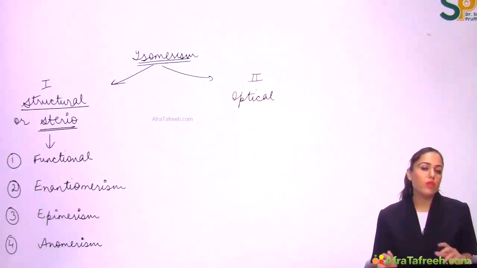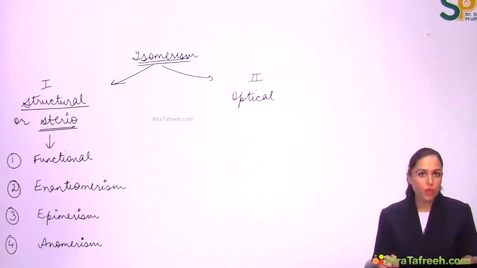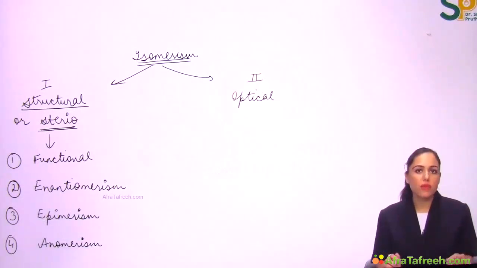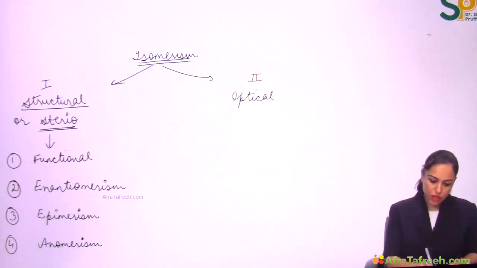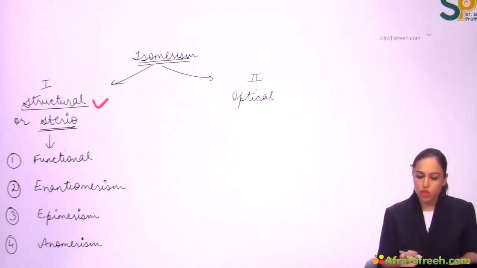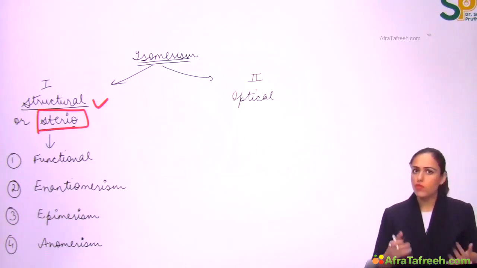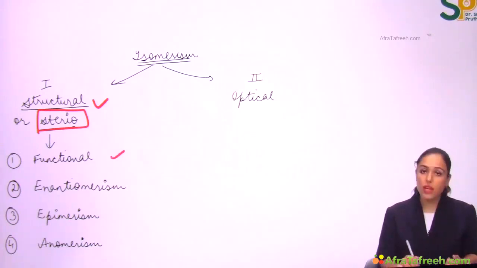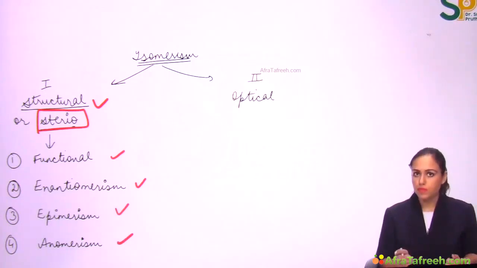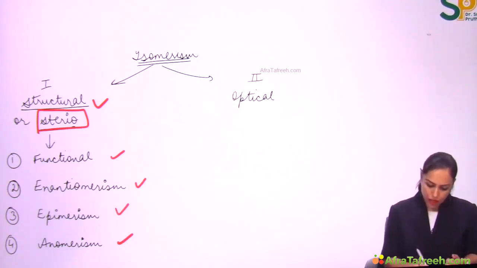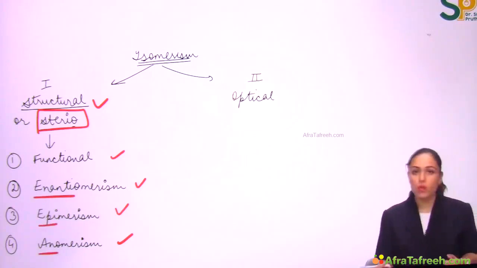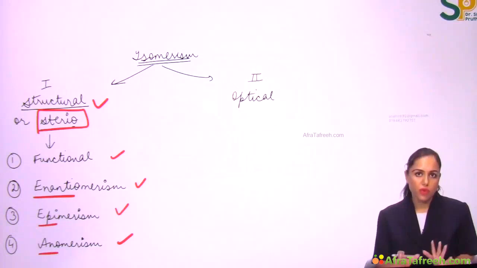Isomerism, I already told you in the previous video, is of two types. When any compound has an asymmetric carbon, it will show both optical and structural isomerism. So the first type is structural isomerism. Structural isomerism, also known as stereoisomerism, is further of four types, that is functional isomerism, enantiomerism, epimerism, anomerism. See again, it is functional, enantio, epi, ano, right? So let's get started.